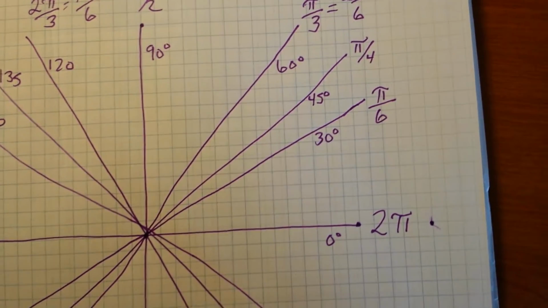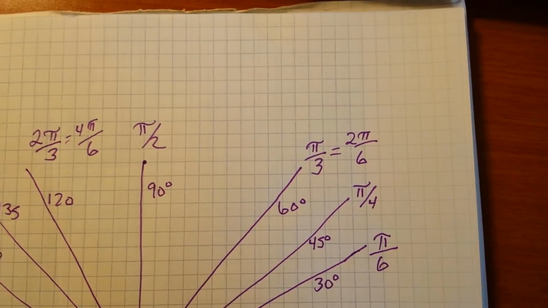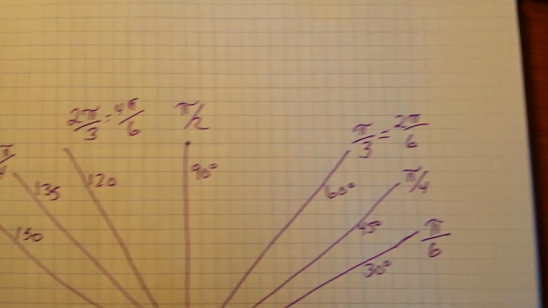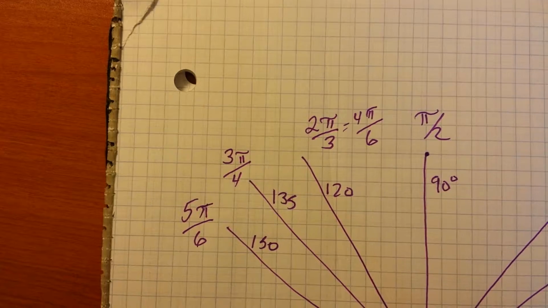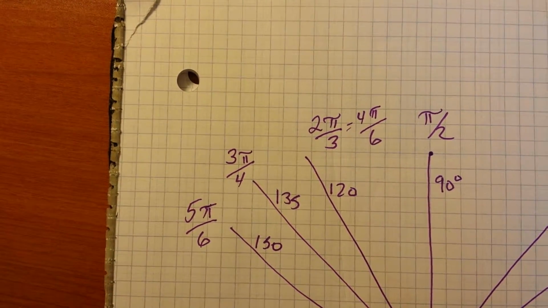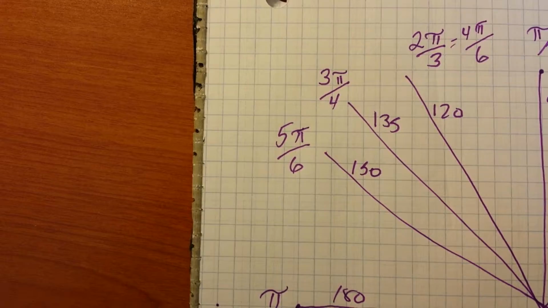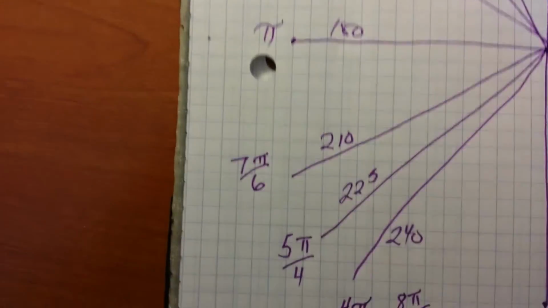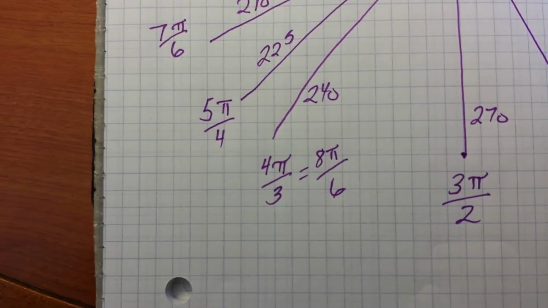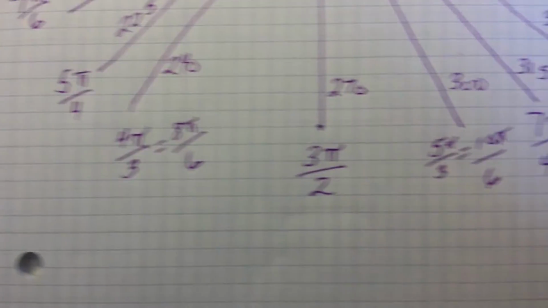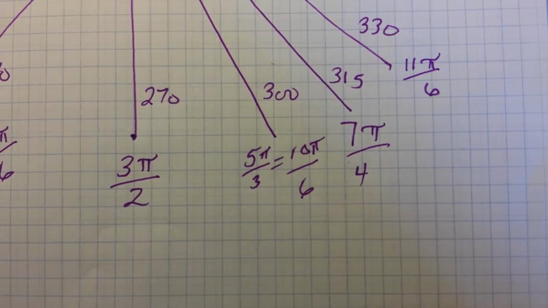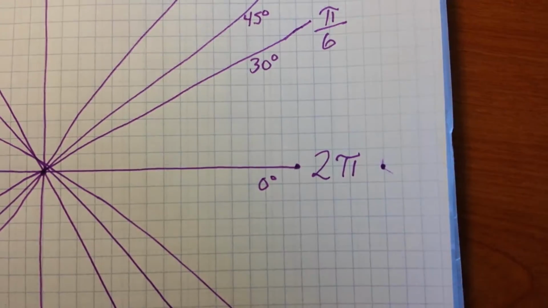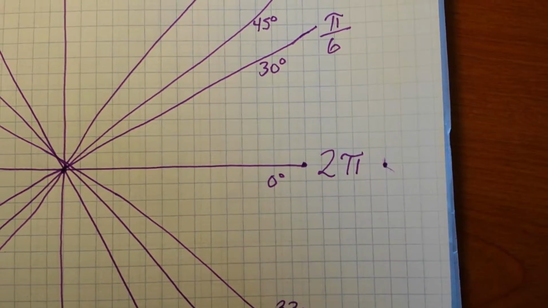Then we're going to have at 30 degrees pi over 6, at 60 degrees 2 pi over 6, which we can also write as pi over 3. At 120 degrees we have 4 pi over 6, or 2 pi over 3. At 150, 5 pi over 6, which is just 5 pi over 6, 7 pi over 6, 8 pi over 6, which is 4 pi over 3, 10 pi over 6, which is 5 pi over 3, and 11 pi over 6 before we get back around to 12 pi over 6, which is 2 pi.